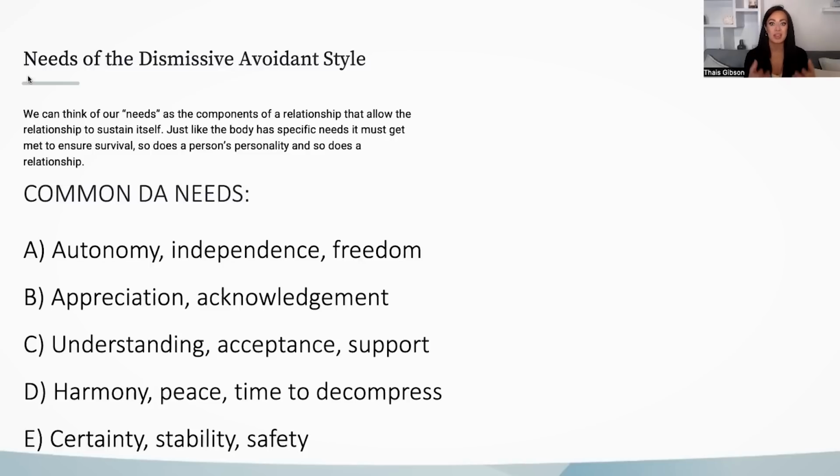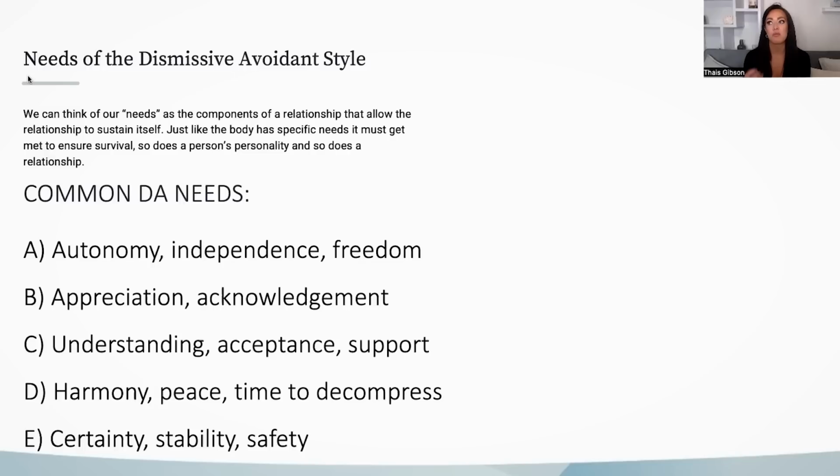But these are the things that DAs tend to look for in the ideal partner. They're looking for somebody who will meet these needs. They tend to also really want to feel understood, accepted, and supported. Acceptance and support are huge for dismissive avoidants because growing up, they usually felt a massive lack of these things.